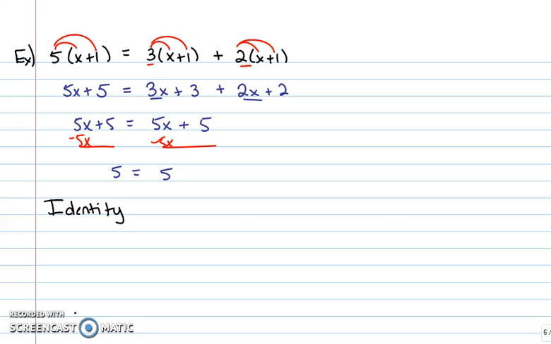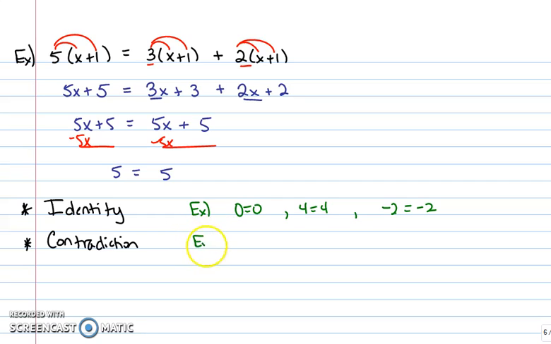When you get the same solution on both sides of the equation. So anytime you solve an equation and you end up with 0 equals 0, 4 equals 4, negative 2 equals negative 2, that's what we're going to refer to as an identity equation. Now, if I solve and I end up with different numbers on both sides of the equation, for example, if I end up with 0 equal to 5, or I end up with 7 equal to 0, then that's going to be a contradiction.